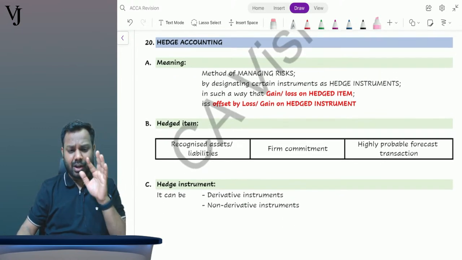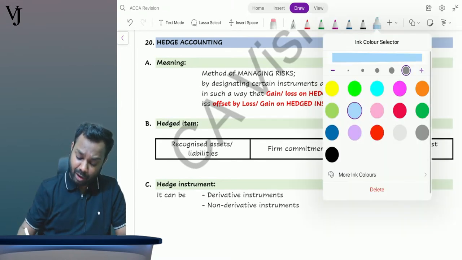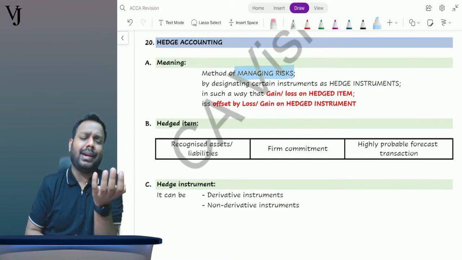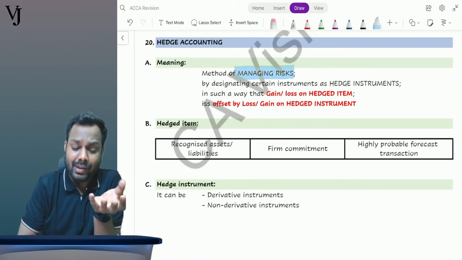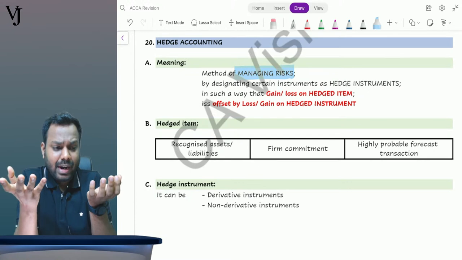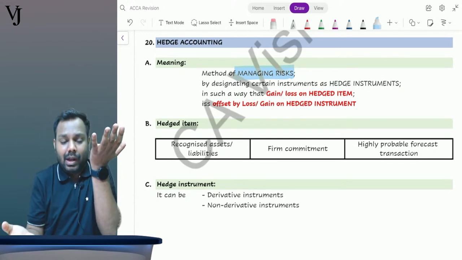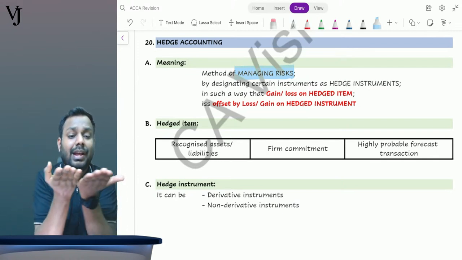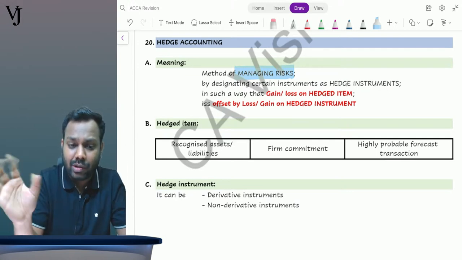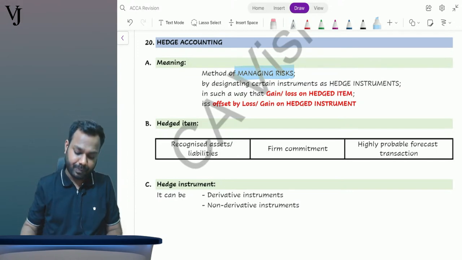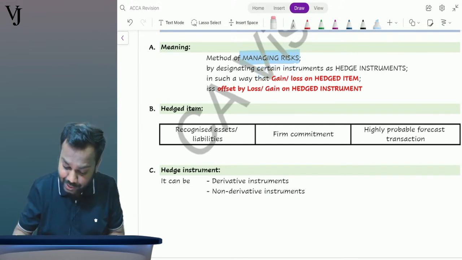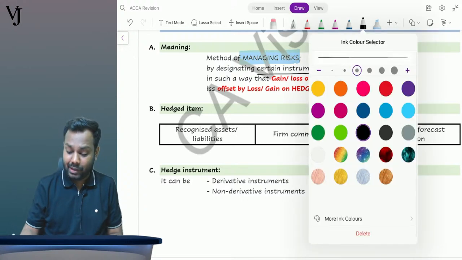Hedge accounting. What is the meaning of hedge? Hedge basically is a method of managing the risks. Okay. Now how come managing the risk? See, understand, whenever we are doing the business, definitely we have some risks. Now what happens? We enter into some contract. Whenever I have a gain in this, I will have a loss in this. And whenever I have a loss in this contract, I will have a gain in this. So basically, I will always be at par. There will be no gain, no loss situation. Okay, this is called a hedging method of managing risk by designating certain instruments as hedge instruments.